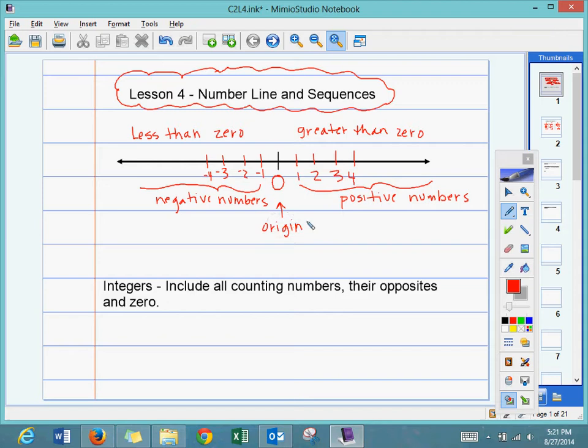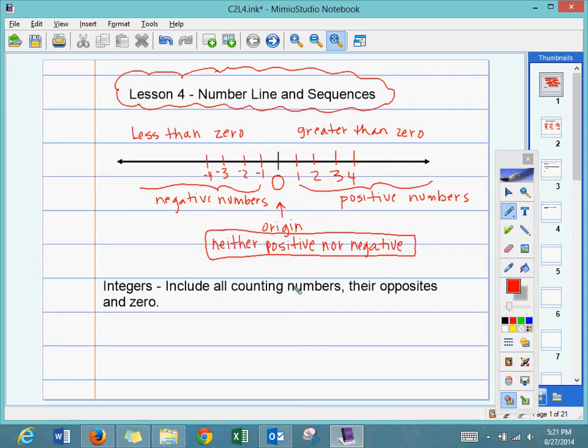And here's a really big thing that you need to remember. The origin, or 0, is neither positive nor negative. It is neutral. I'm going to put a nice box around that so that I remember that. 0 is also called the origin, and it is not signed. It is neither positive nor negative.